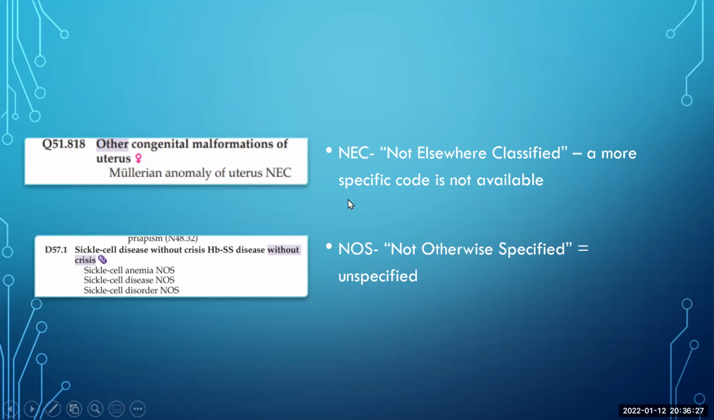NOS, and these two get confused a lot, but they are quite different. NOS means not otherwise specified, and that's really the same thing as unspecified. So that means it's a much more general term. If you look here in the example, sickle cell anemia, not otherwise specified. So that's going to be a very, very general diagnosis because there's all kinds of different complications or varieties of sickle cell anemia, and not otherwise specified. So it's just an unspecified general condition. Okay, so in the ICD-10, you'll either see unspecified or NOS.